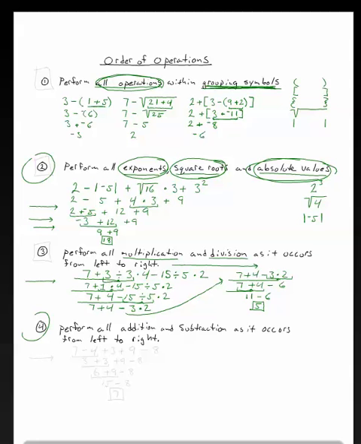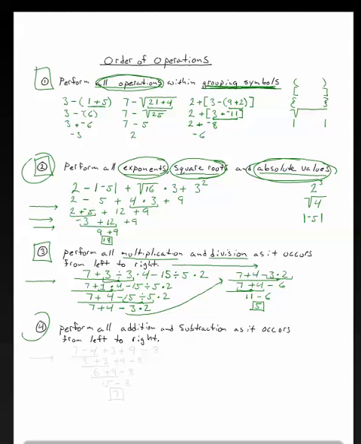So to recap, step 1 is we perform all operations within grouping symbols. Once we have no more operations to perform within grouping symbols, step 2, we perform all exponents, square roots, and absolute values. Once all of our exponents, square roots, and absolute values are gone, we perform all multiplication and division as it occurs from left to right. Once we have no more multiplication and division left, at this point all we should have is addition and subtraction. We perform all addition and subtraction as it occurs from left to right.